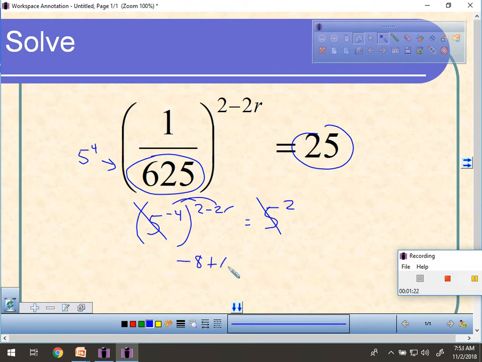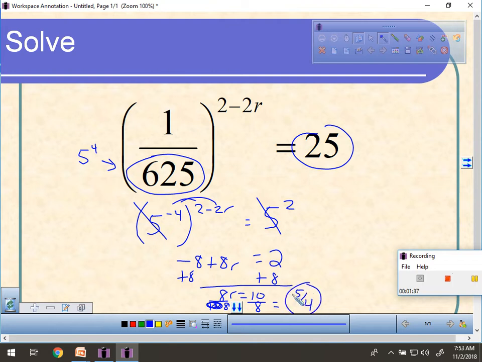You're still going to distribute and get negative 8 plus 8r is equal to 2. Then you add 8 to both sides and get 8r is equal to 10. And then if you type in your calculator 10 divided by 8, you should get your final answer of 5 over 4. So the only thing you need to remember if you have a fraction in the equation is that it's going to be a negative exponent, but still use the chart to help you rewrite it. That's it.